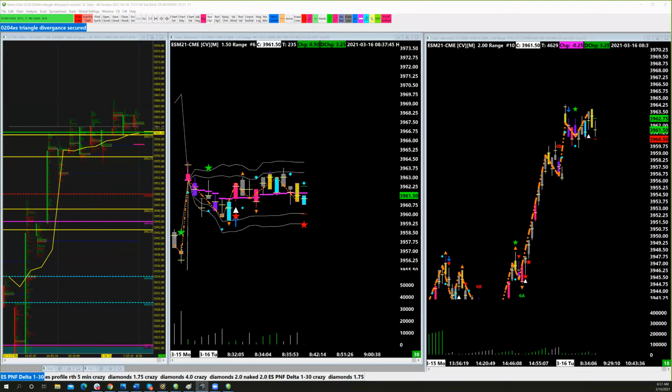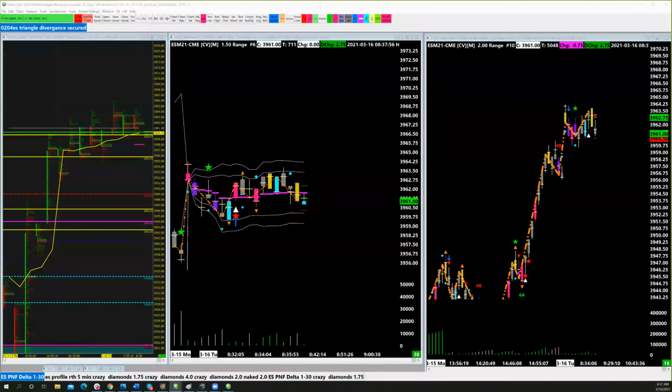And I have NQ up into a resistance point. I need to redo the profile there real quick. Let's just move this over.